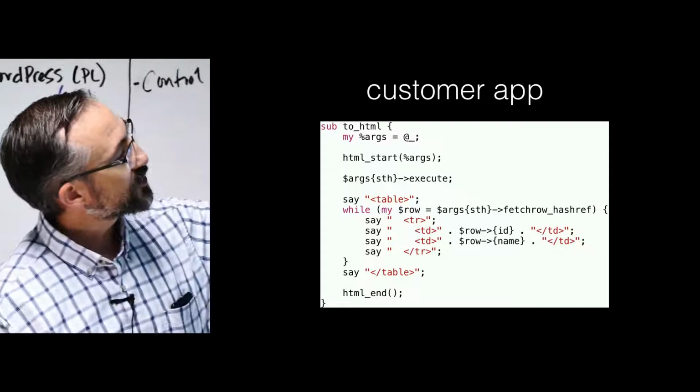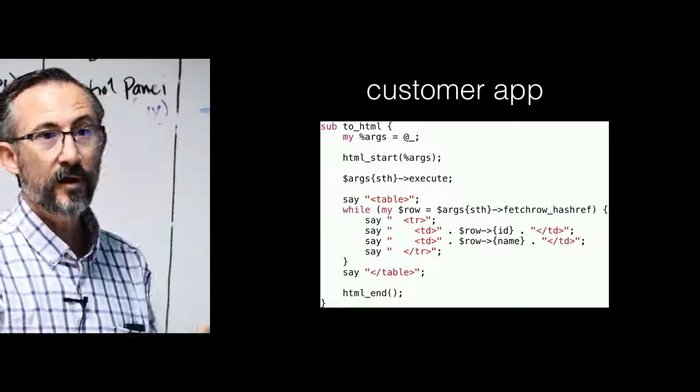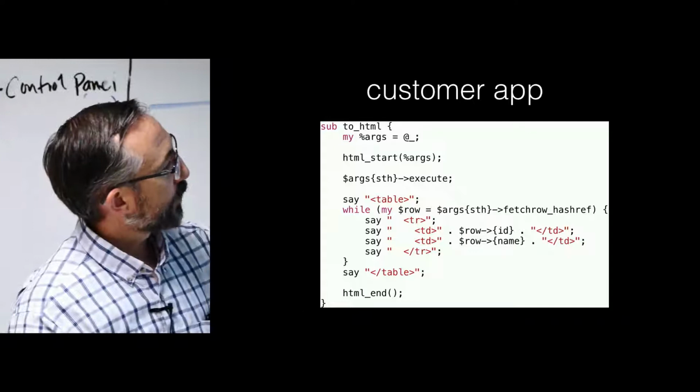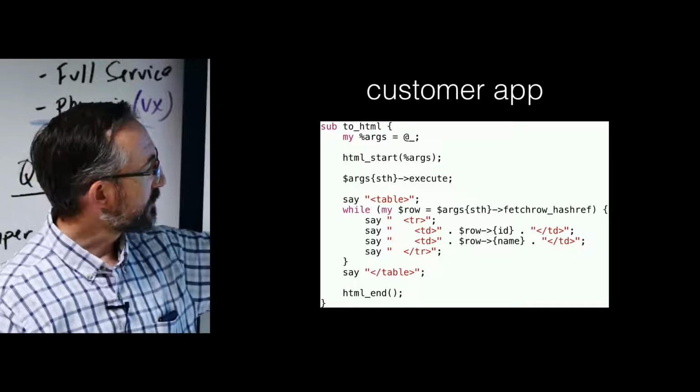There's a function, we'll call it HTML start. I'm not going to illustrate that for you, but it prints out the open HTML tag, the open head. It uses the title from the arguments, close head, and then open body tag for HTML. We execute our statement handle. This is actually going out to the database and executing that query. It does not fetch the results back yet. We are going to print out the word table in HTML, table open tag.